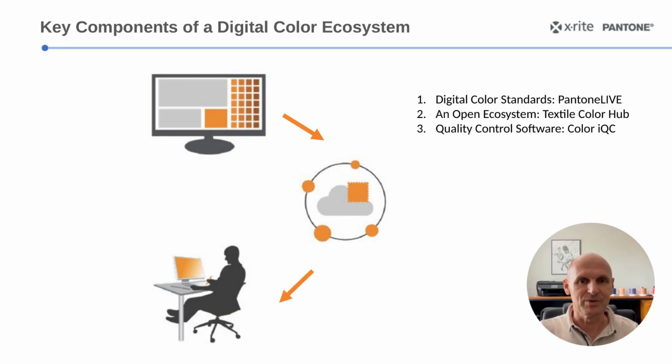To verify lab dips are within tolerance, your suppliers need robust quality control software. X-Rite's Color IQC compares spectral measurements of the sample against the digital specification from the brand. If the sample is in tolerance, they can send it digitally for approval. If it's not, Color IQC can offer suggestions to improve the match. It can also generate performance and audit reports so suppliers can see a real-time view of production quality and share it with the brand. Color IQC also maintains detailed records of color measurements, deviations, and corrective actions.